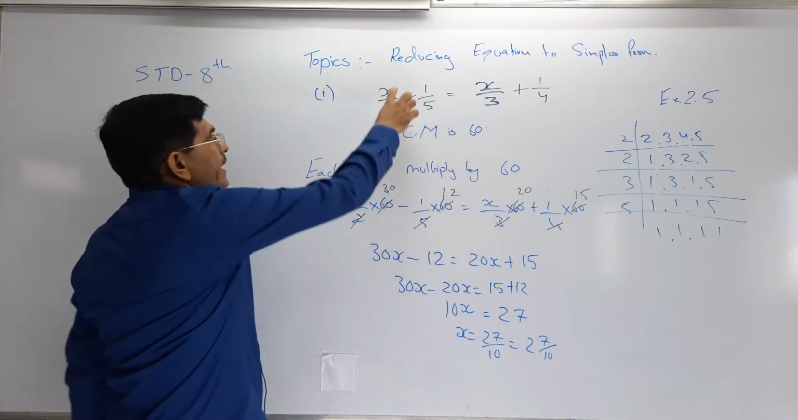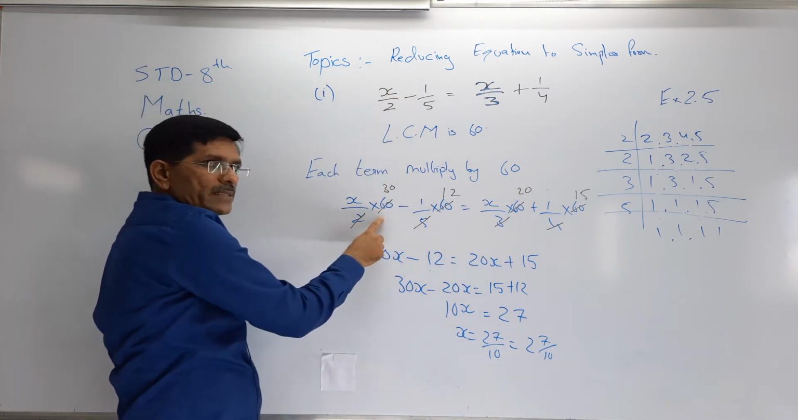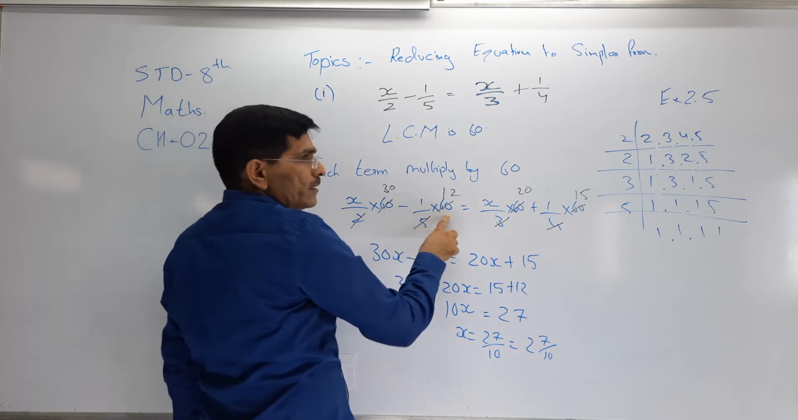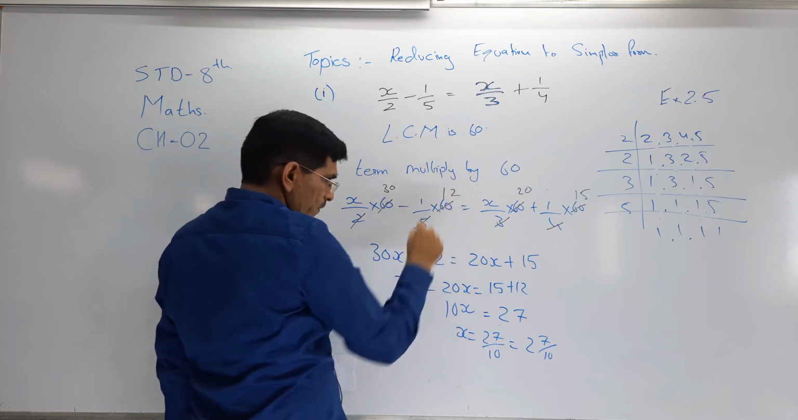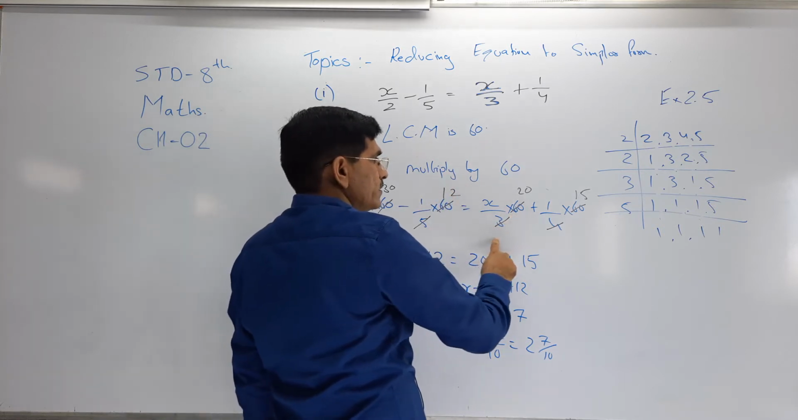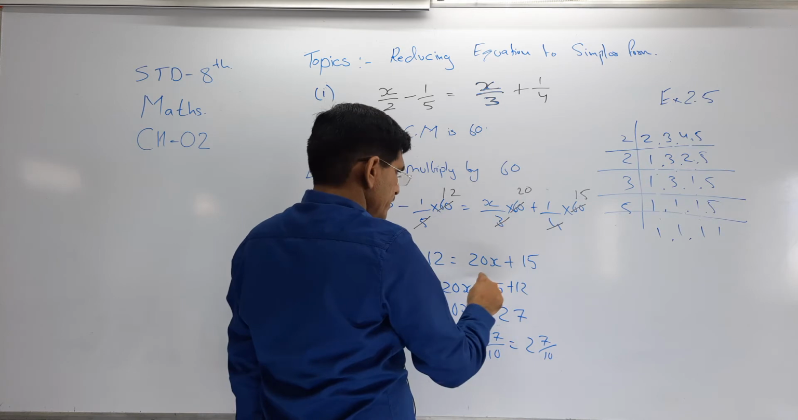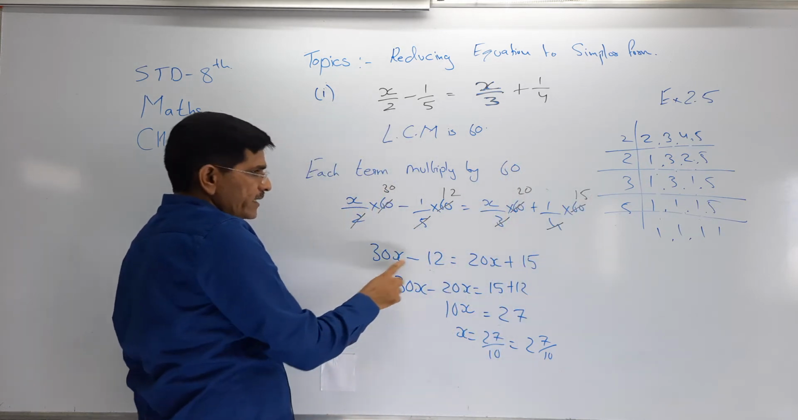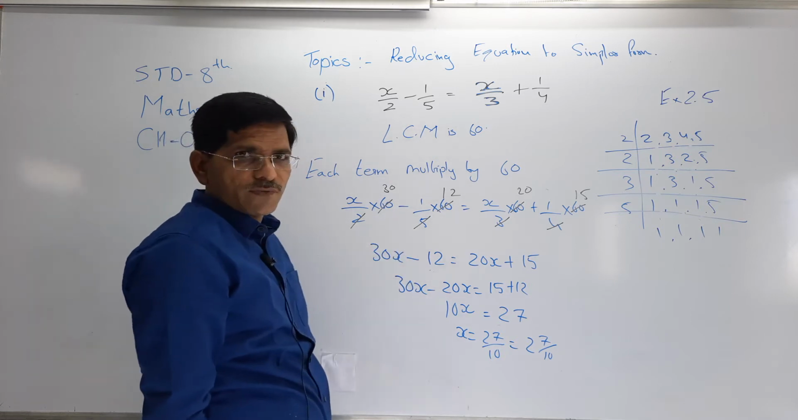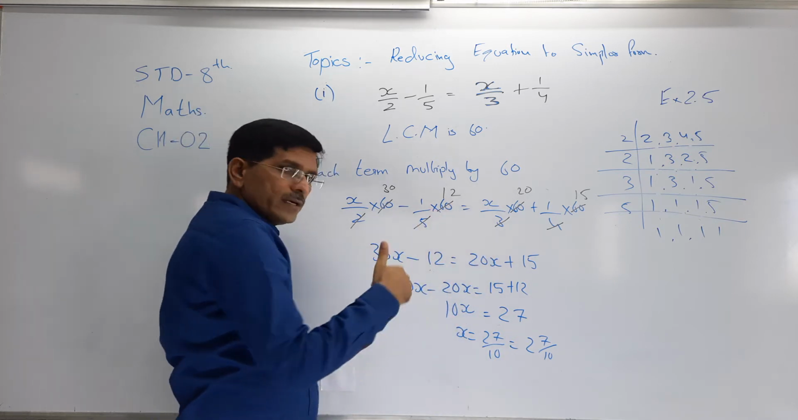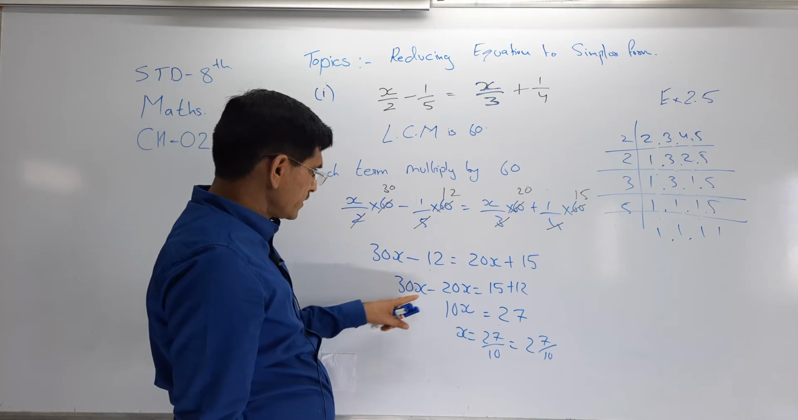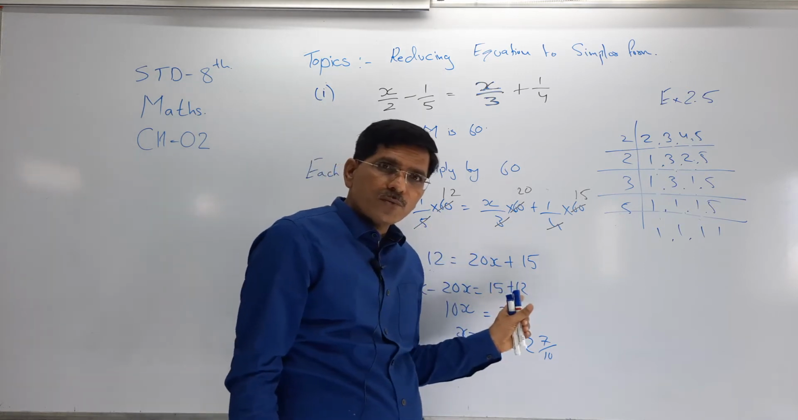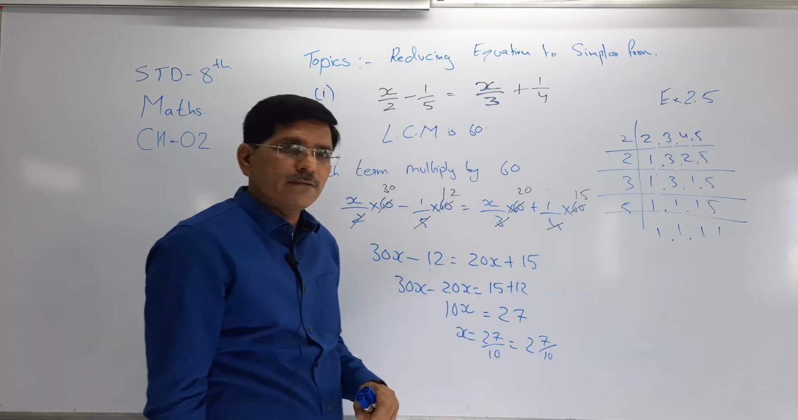So, x by 2 multiplied by 60, 2 thirties are 30x, then 12 fives are 60, 12 ones are 12, again 3 twenties are 20x and 4 fifteens are 15. So, now 30x minus 12 is equal to 20x plus 15. Now, 20x should be shifted over, so 30x minus 20x is 10x. Minus 12 should be shifted, so 15 plus 12 is 27.